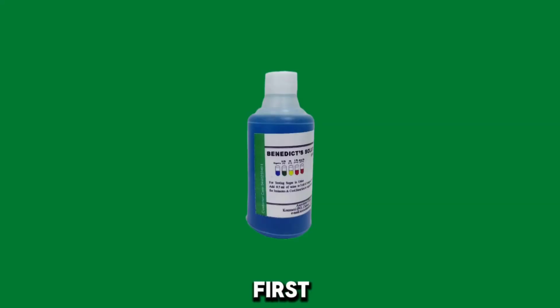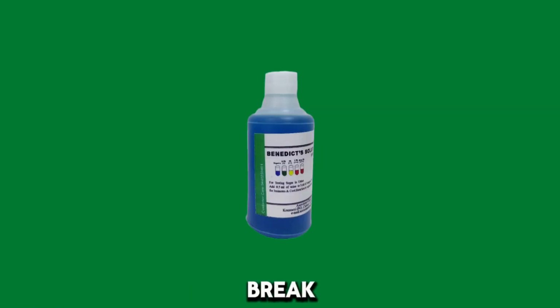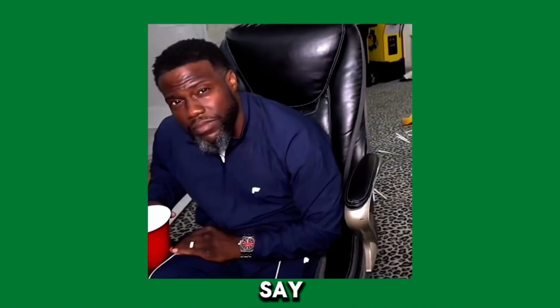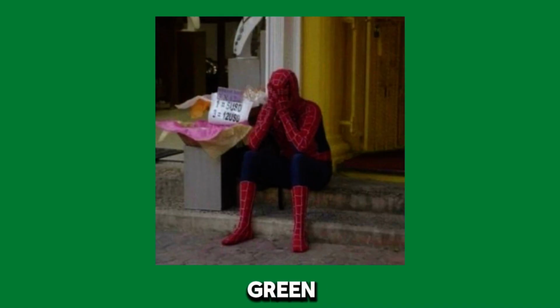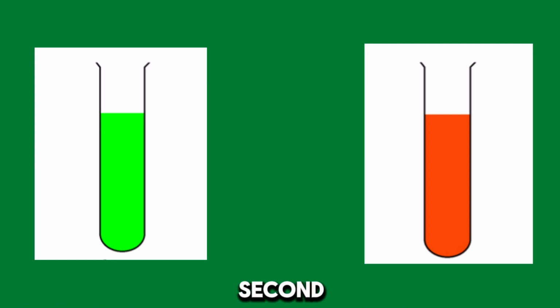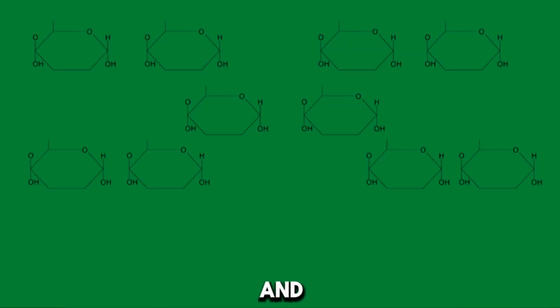So if you do your first test for reducing sugars, and let's say you get green, right? Meaning there's some. And then you do your second test, you break whatever disaccharides there may be in that solution, and then you test it again, and they might be, say, orange. You've just gotten a mixed result, right? You've gotten green in the first one, and then orange in the second one. So you've got a solution that contains some monosaccharides and some disaccharides, which is a little bit annoying.